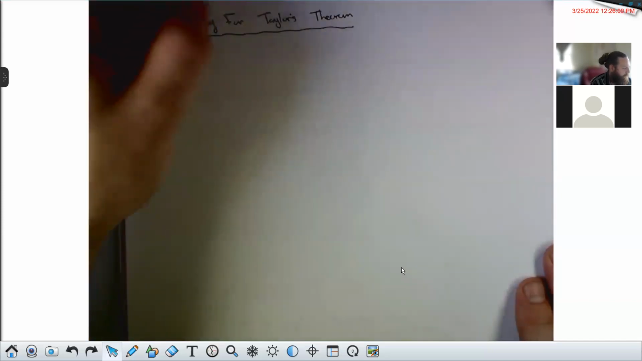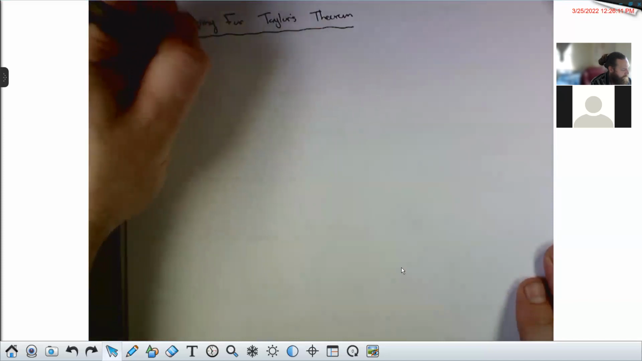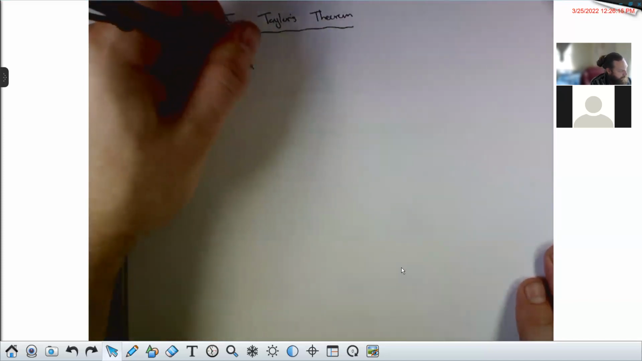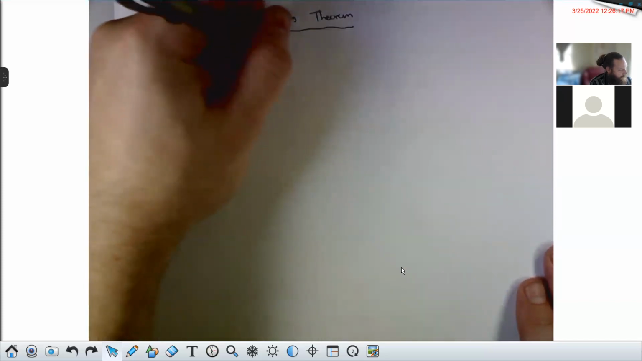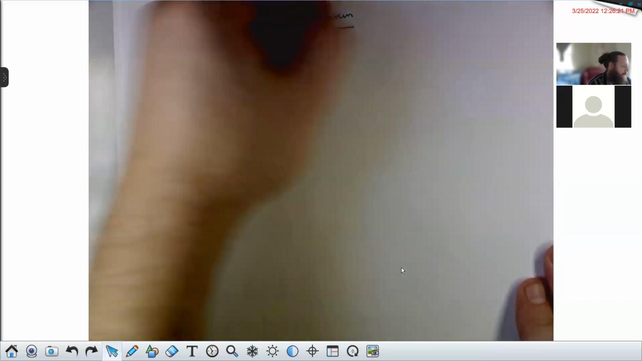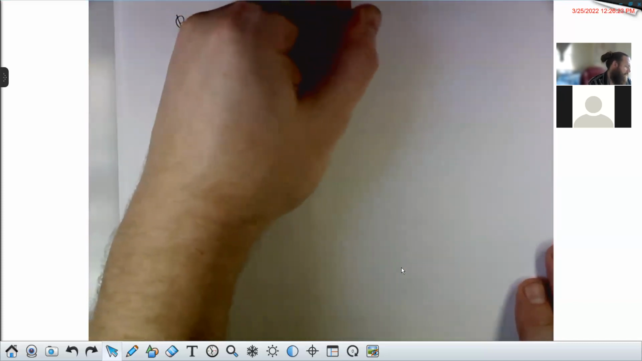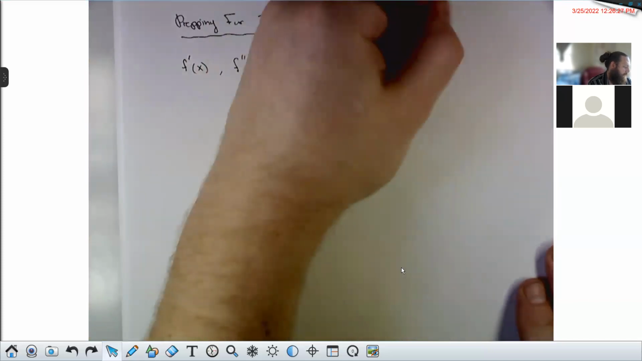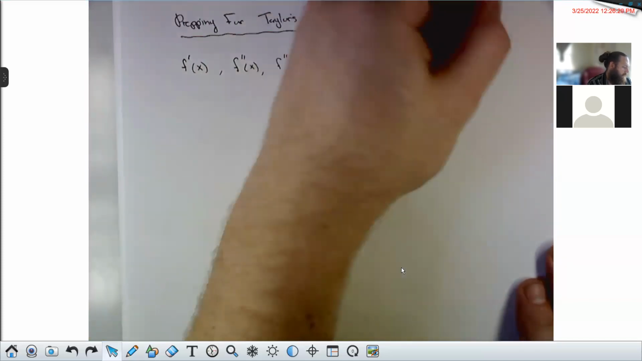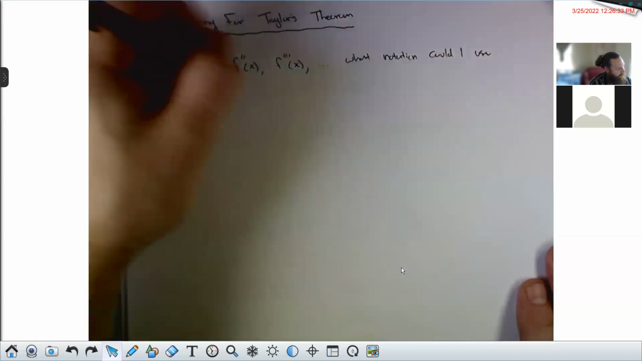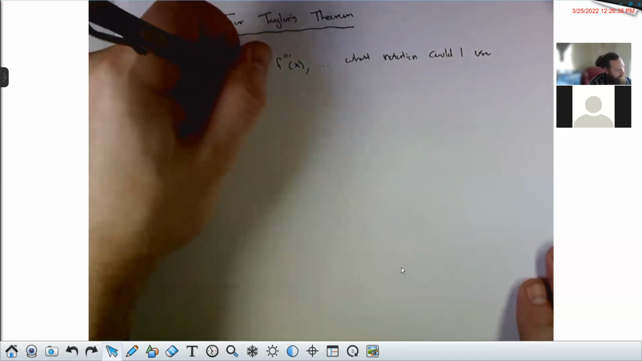The first, right, so f prime of x, this is the first derivative. F double prime of x is the second derivative. F triple prime of x is the third derivative. But what notation could I use for the like 50th derivative?